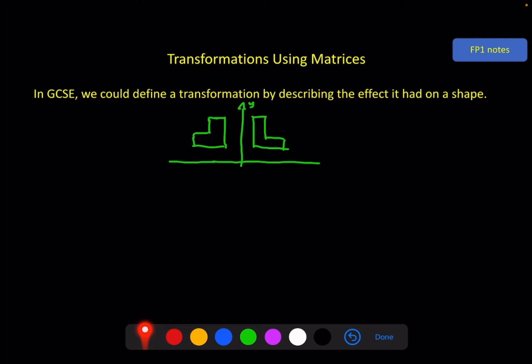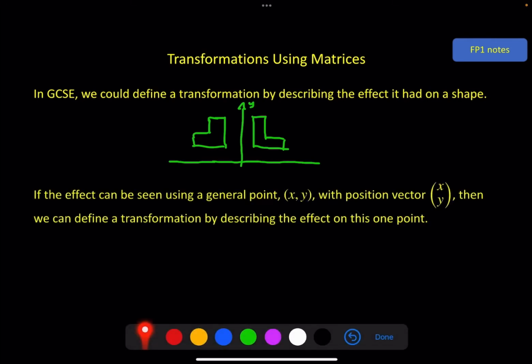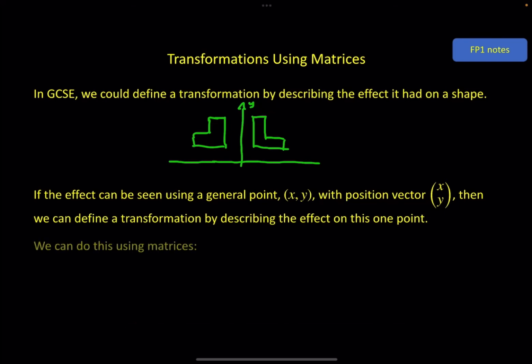But you don't need a whole shape to do that if you could do it with a general point. If you could see the effect using the general point (x, y) with position vector (x, y), then you could define the transformation with the effect on that one point. And this is what we do with matrices, because we can use algebra to show how that point changes.